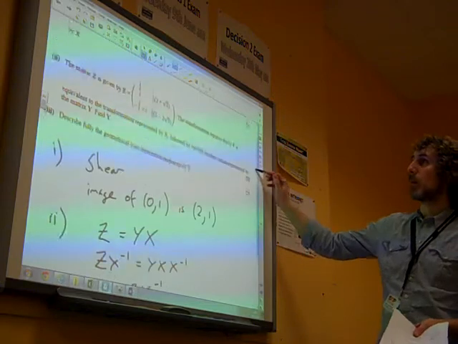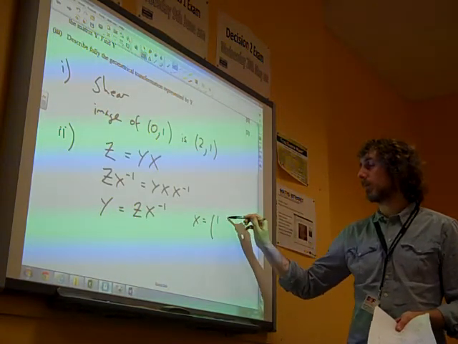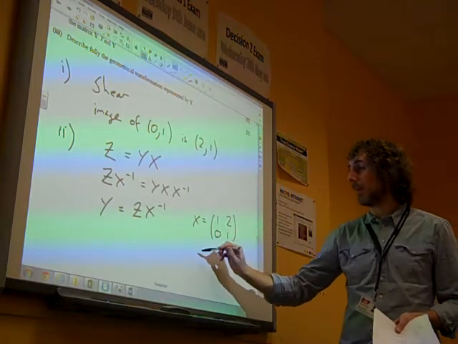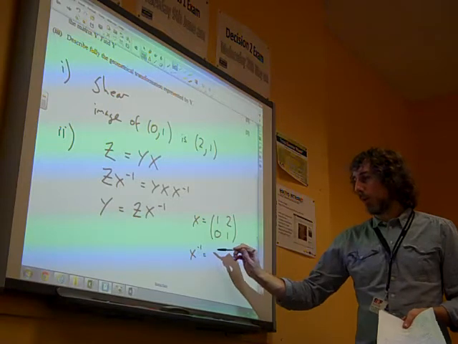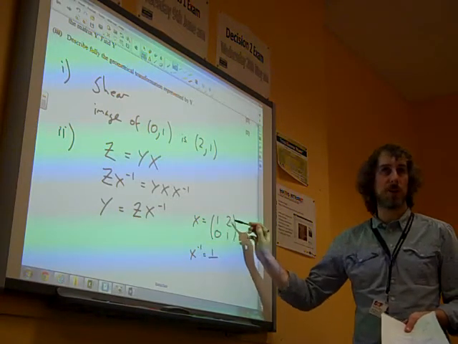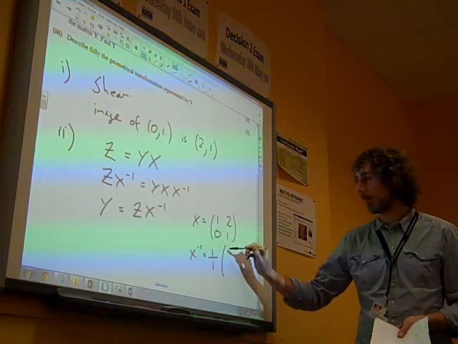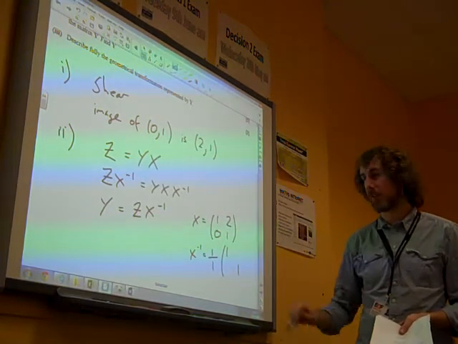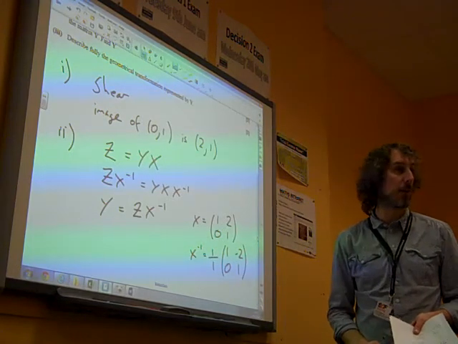X was 1, 2, 0, 1. So its inverse is 1 over 1 minus 0. Change the first 2 round. That didn't make much difference. Change the signs of the others. So that's it. That's the inverse of X.